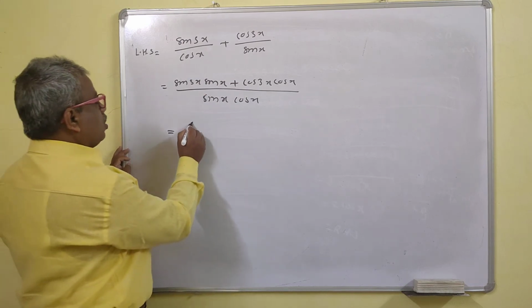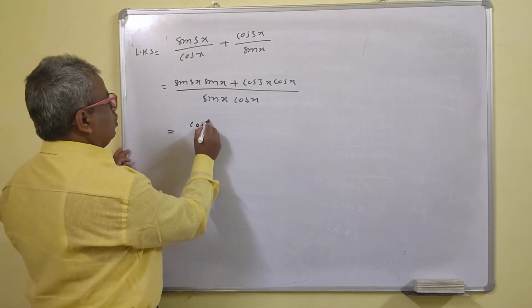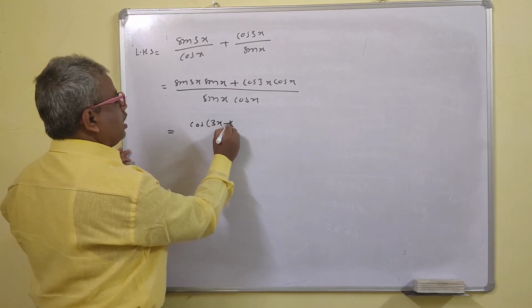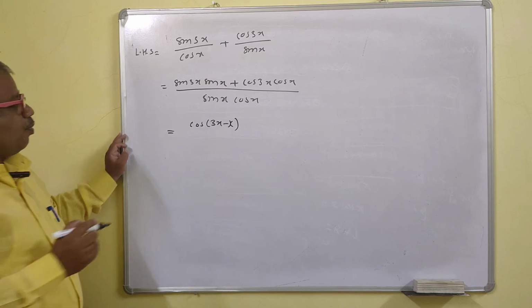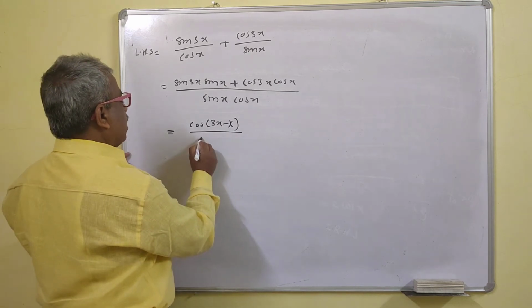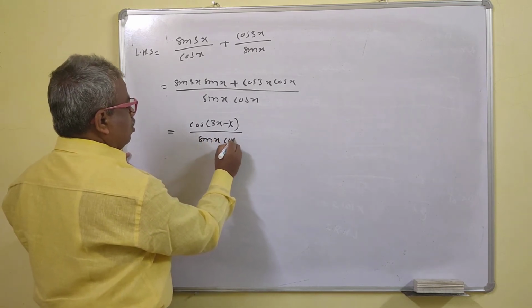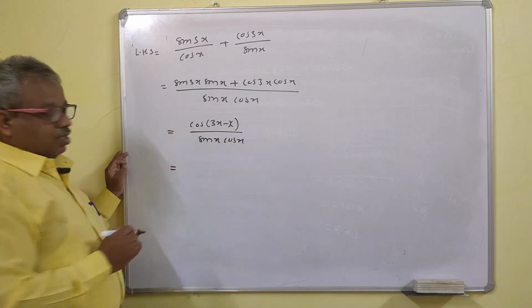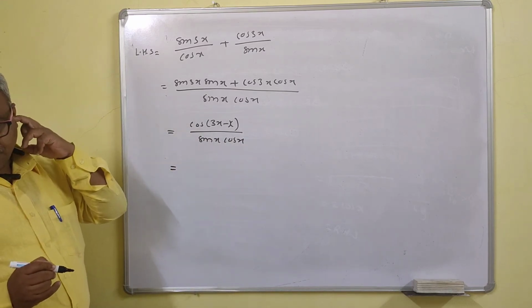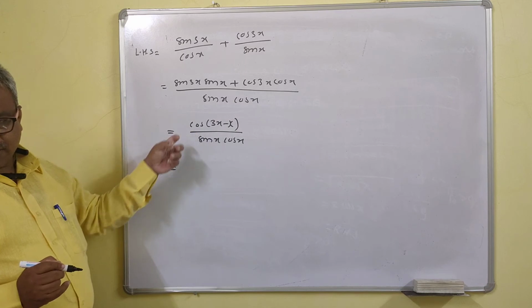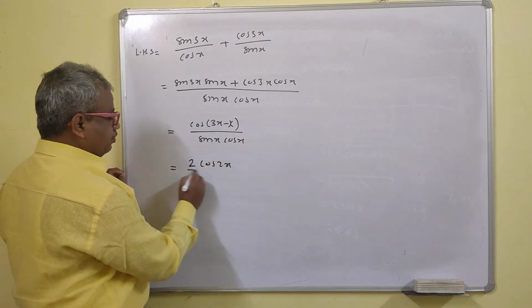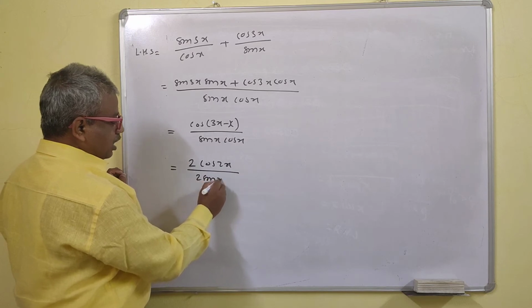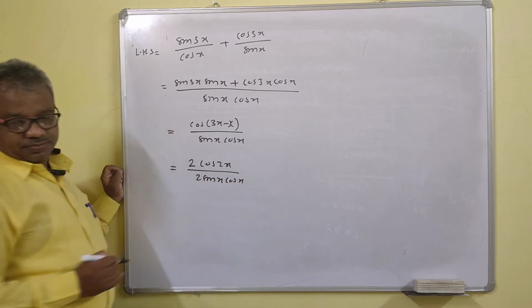Right? So this is what? Cos of 3x minus x now, upon sin x cos x. Now we'll adjust the 2. So what we'll do? We'll multiply and divide by 2. So we'll write this is what? 2. This will what? Cos twice x upon 2 sin x cos x.